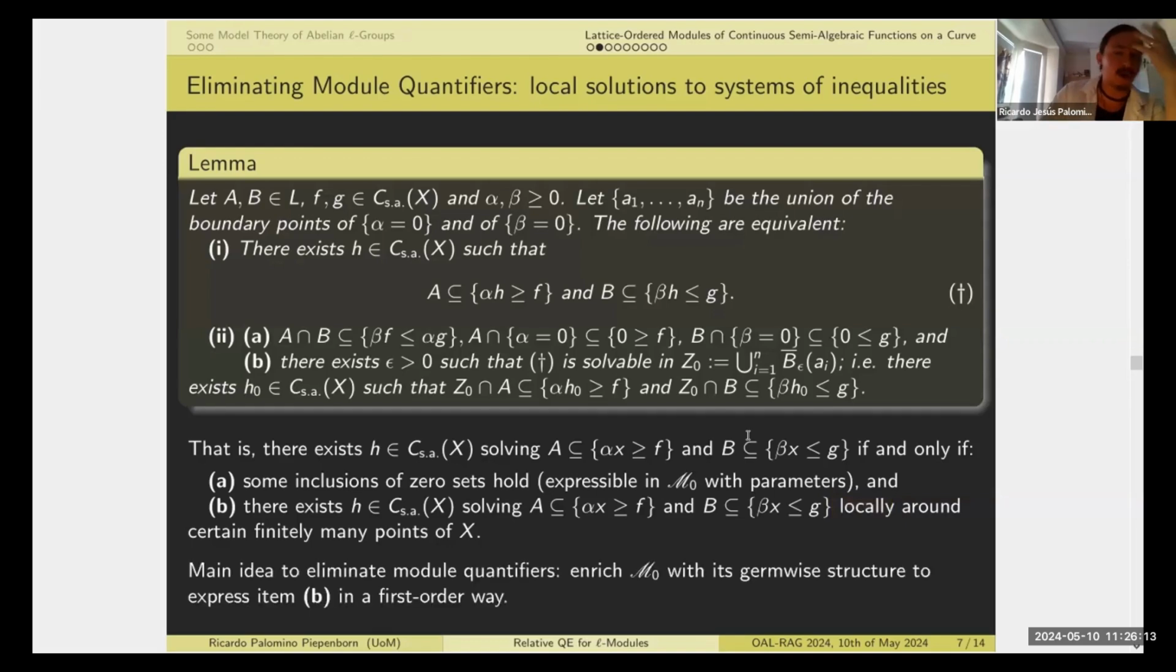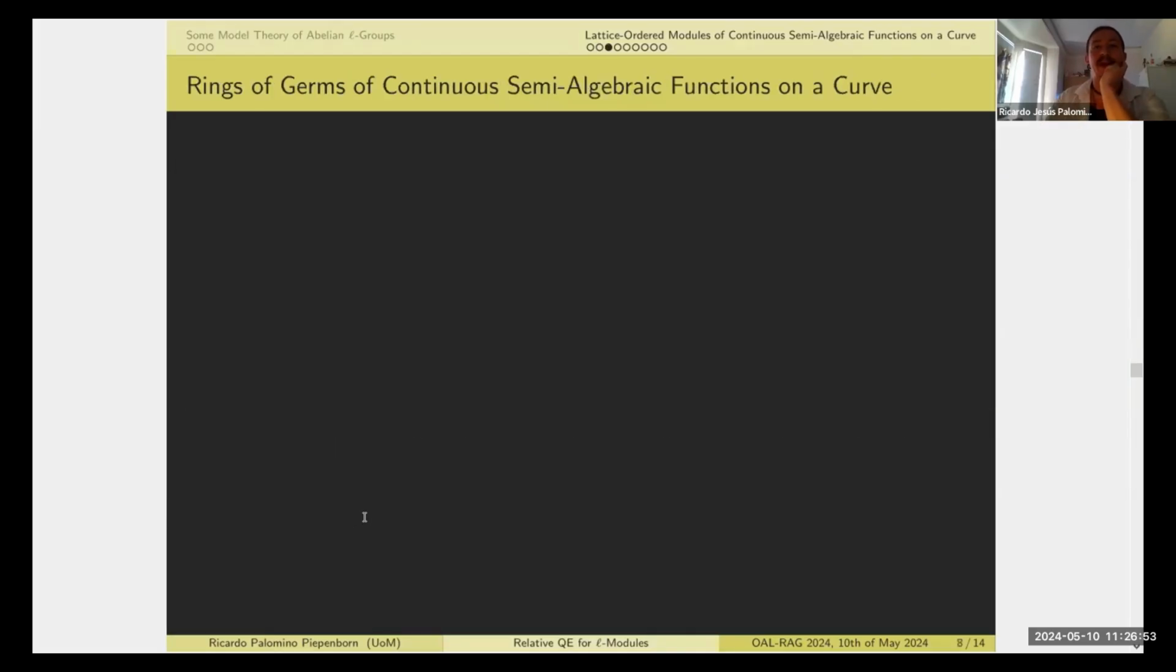And whenever I'm thinking about local properties of functions, I think about germs of functions. So the idea now is to enrich this two-sorted module structure with some information about germs of continuous semi-algebraic functions on my curve X. And that's going to be the goal for the rest of the talk. The point of doing this is that I want to express this item B in a first order way. I want to do this within the framework of model theory.